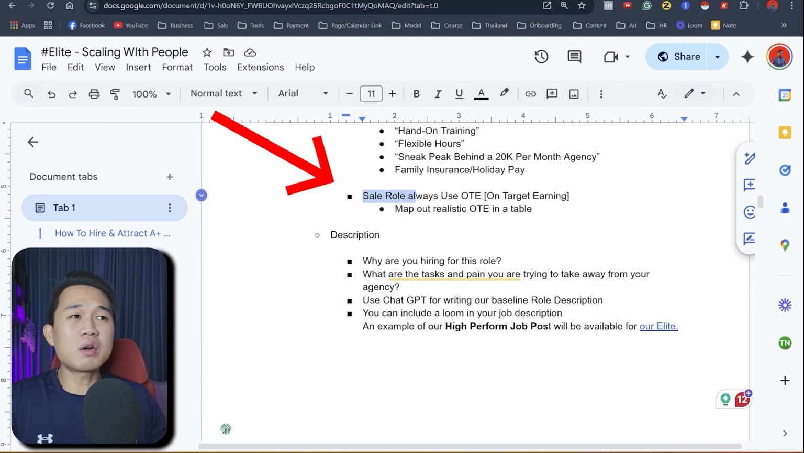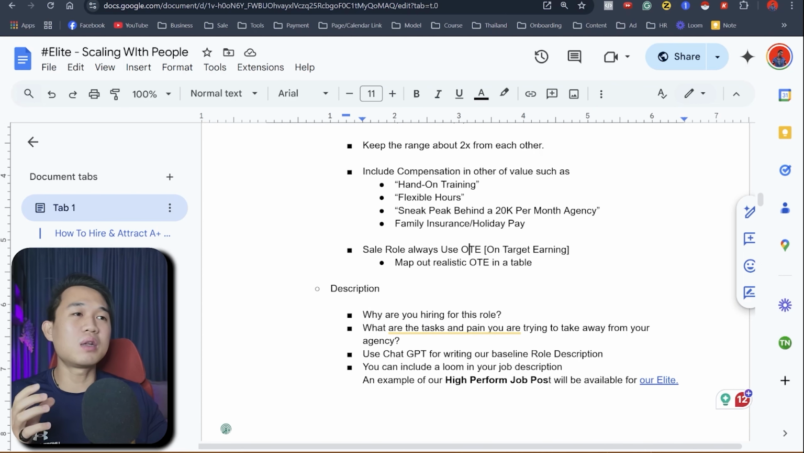Okay. For a sales role, you want to use OTE, which stands for on target earning, right? And you want to map out a realistic OTE in a table. Instead of putting a fixed salary, you can put OTE and give it a range.